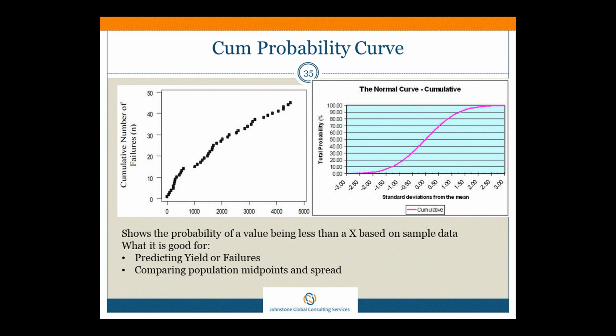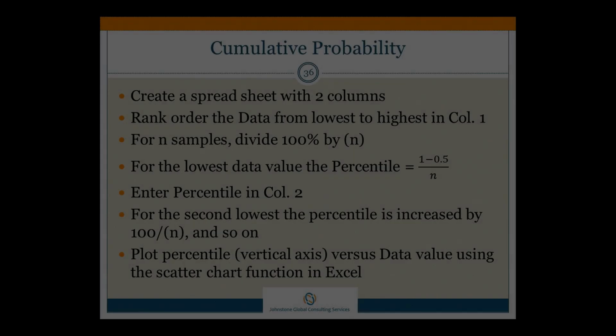We could also use it to plot failure rate by letting the vertical axis equal the total percent failed, and the horizontal axis equal time or cycles to failure. You can make these charts in Excel using the data analysis pack rank and percentile function.